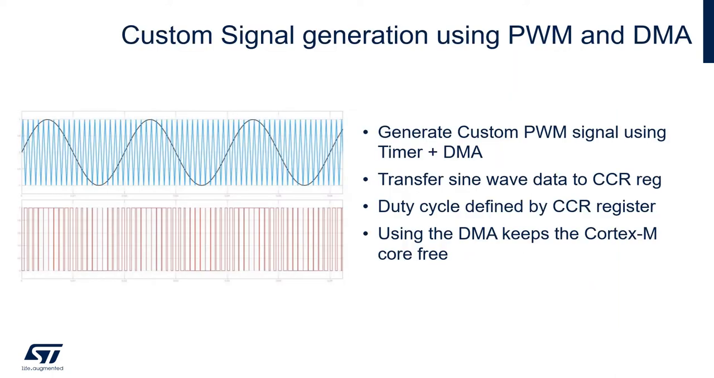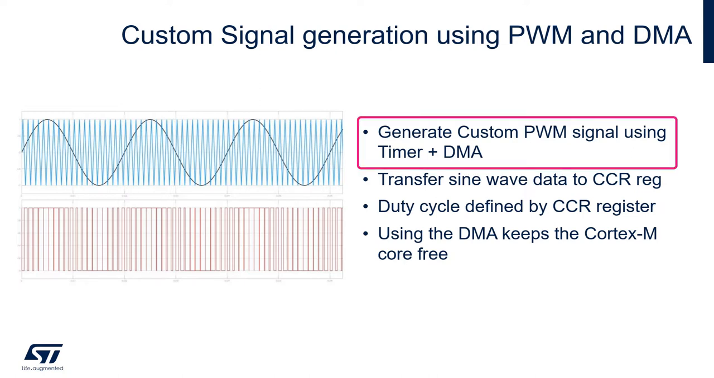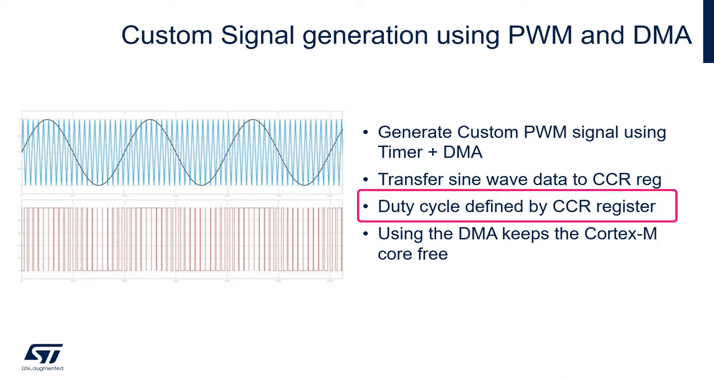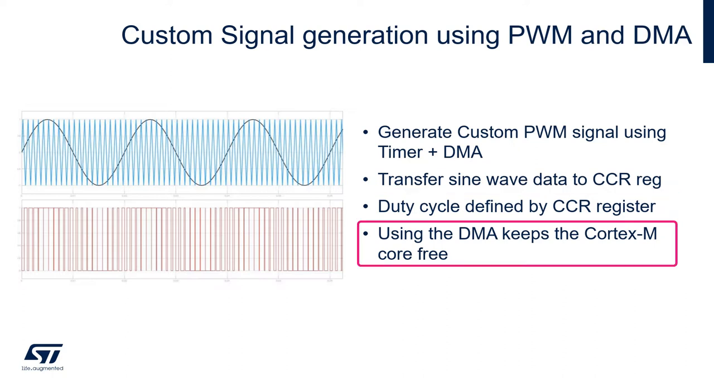The goal of this exercise is to generate some custom signals. For this, we will be using PWM mode of a timer and DMA. This method will be using the DMA to transfer continuous data of a sine wave output to a timer CCR register. The timer CCR register controls the width of the PWM duty cycle. When using the DMA to transfer the data, the Cortex-M core is free to do other tasks. We can generate any custom waveform by feeding the data of the signal to the timer CCR register via DMA.